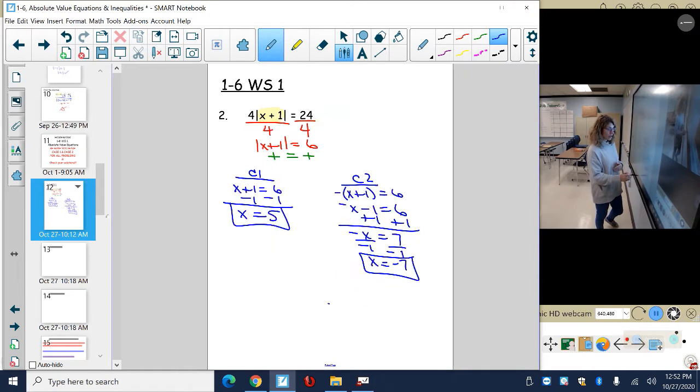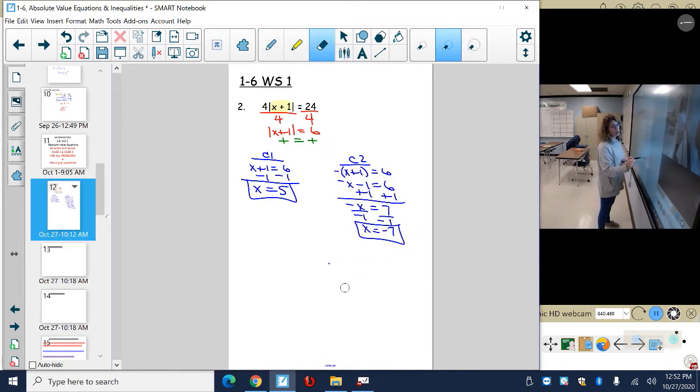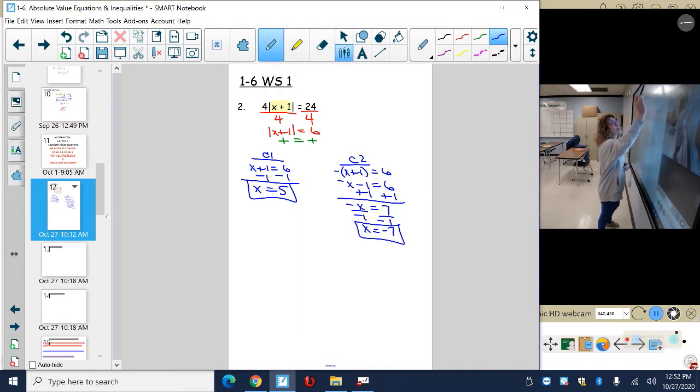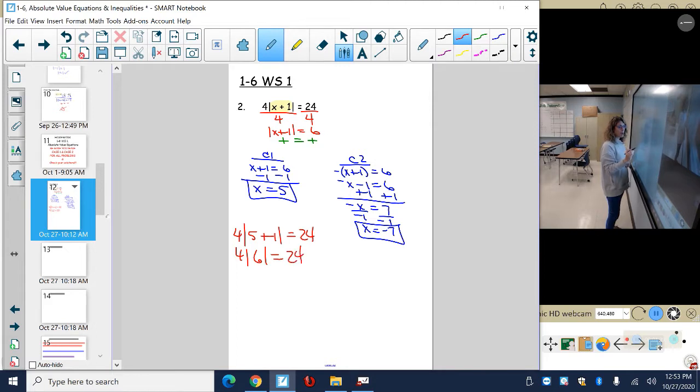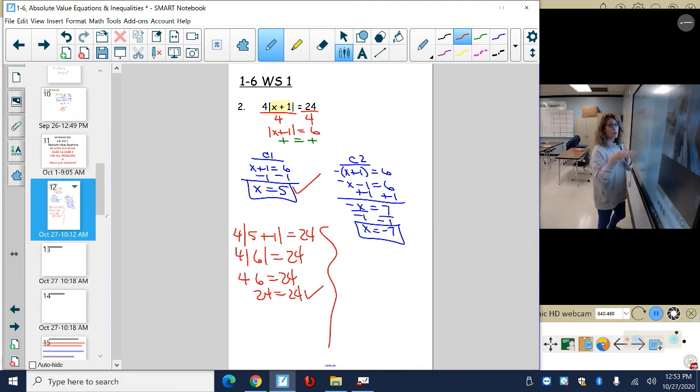So how do I do that? I'm going to come down here and check both the left and the right-hand side to see that they equal each other. So this is going to be 4, absolute value of 5 plus 1. So that is 5 plus 1 is 6. Absolute value of 6 is going to be 6. 4 times 6 is 24. So that one works. I'm going to do it again with negative 7.